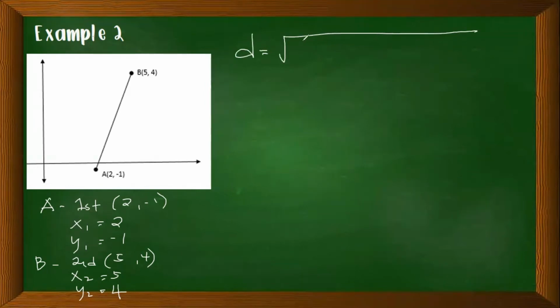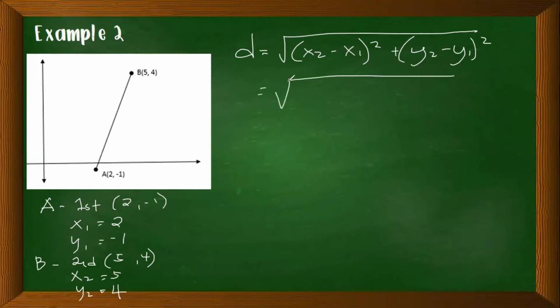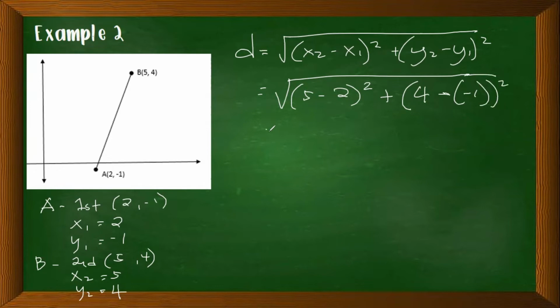Ayan. Then we will be using now the formula. The distance formula now is the square root of x sub 2 minus x sub 1 squared plus y sub 2 minus y sub 1 squared. That's it. Then substitute. Okay, all you need to do is substitute all those given items there. So we have x sub 2 and x sub 1. So we have 5 minus 2 squared plus we have y sub 2, which is 4 minus negative 1. Ayan. Then, we will operate now.